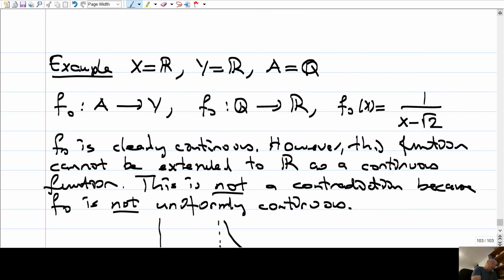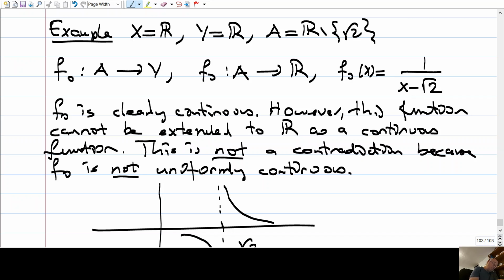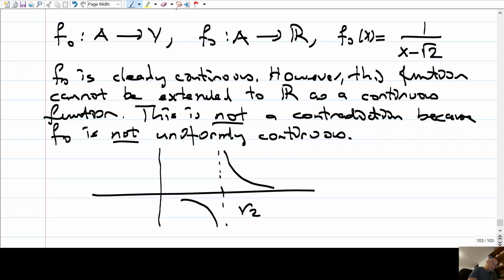Or maybe I can make it even simpler. Just take A to be this set: everything except root 2. Now it is even easier to see why this is continuous and why it cannot be extended to the real numbers. Its graph is like this. Clearly, you cannot just complete this graph to a graph of a continuous function defined on all real numbers. And this function is not uniformly continuous.